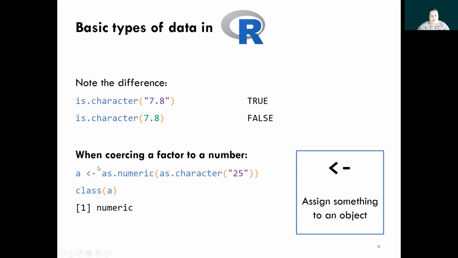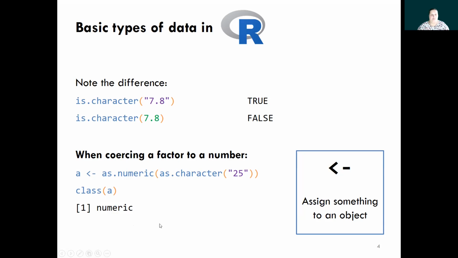Something that you should remember when you're coercing a factor to a number is that you first have to coerce this factor into a character. So for example, here, the string 25 will be coerced into 2 individual characters, which are 2 and 5. And then you can use the function as.numeric around the as.character function, which will then coerce the individual characters into a numeric variable. Okay, so if we do this and coerce the factor 25 into a number and save this into an object, which we're here going to call a, and if we then check the class of a as an output, you would get numeric.